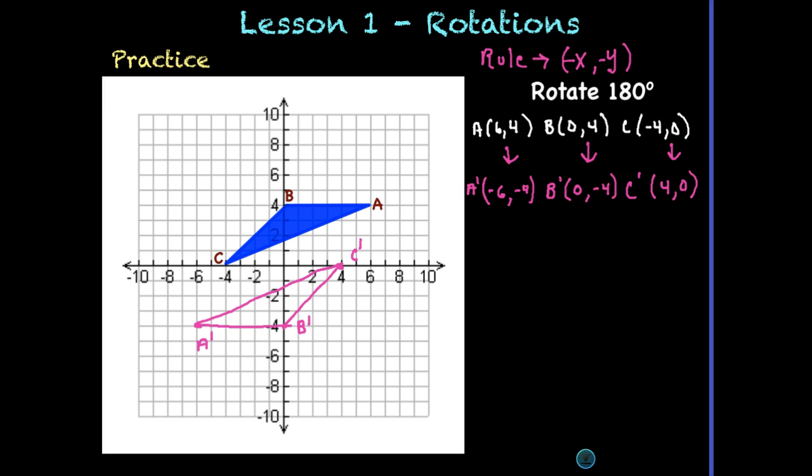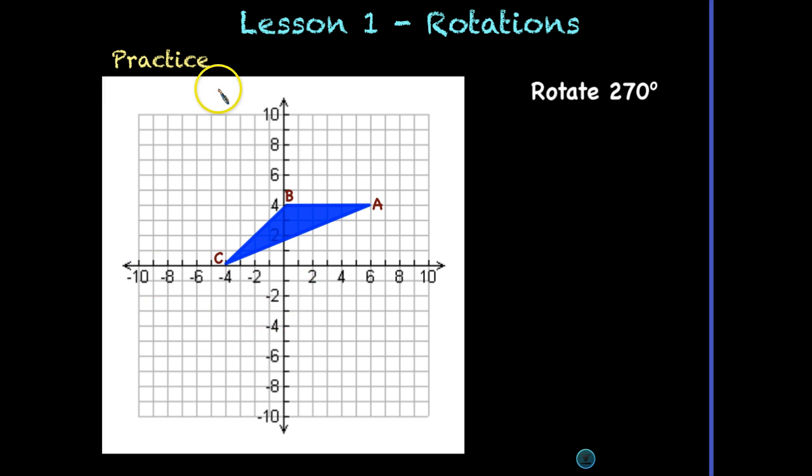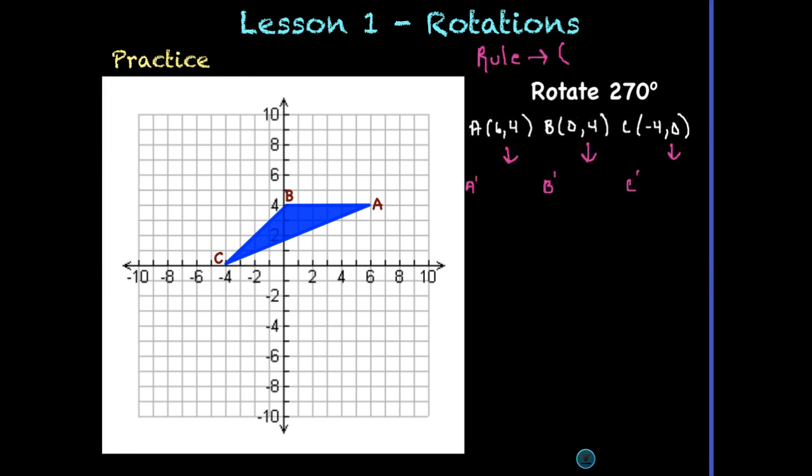Let's do one last one before we go. Let's rotate 270 degrees. All right, I have my 3 points written out, and now I just need to recall my rule. Well, remember that our points are always going to flip-flop anywhere other than 180 degrees, so we need to write y first and then x.